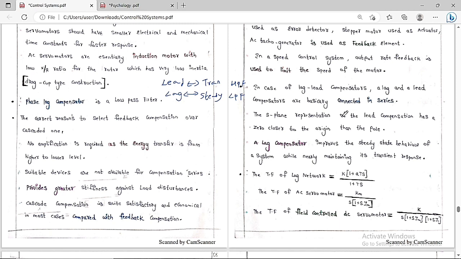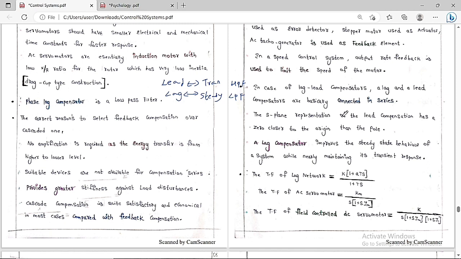The next point is, the s-plane representation of the lead compensator has a zero closer to the origin than the pole. I have already told you, in the case of lead compensator, the zero is closer to the origin when compared to the pole, whereas in the case of lag compensator, the pole is closer to the origin than the zero. I have told you this many times.